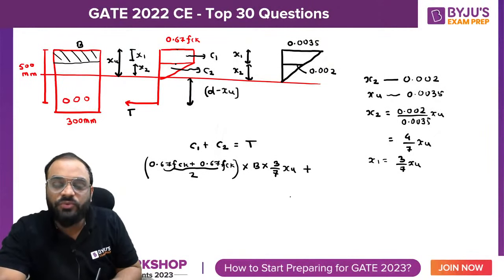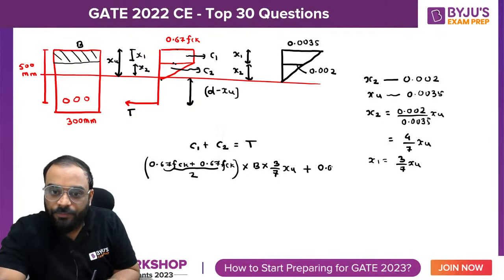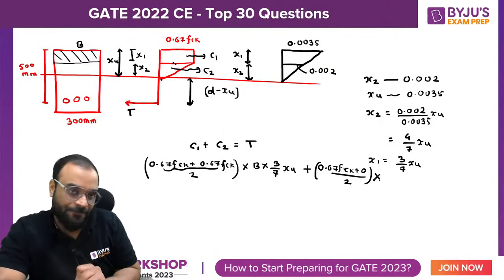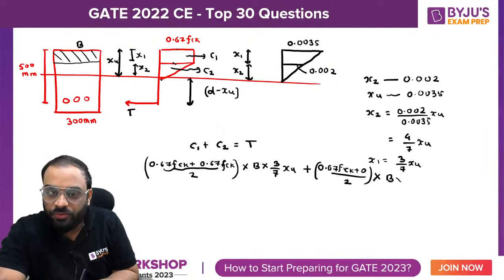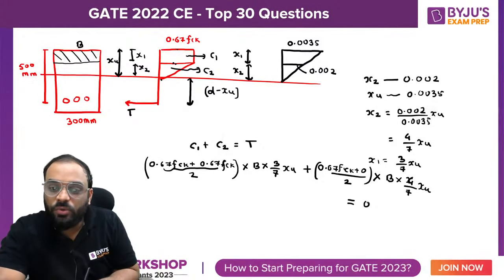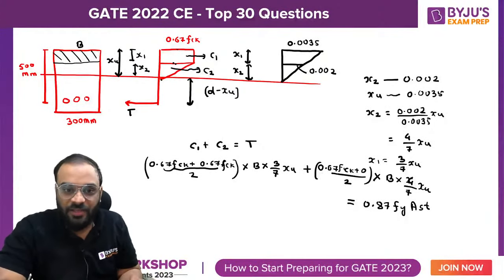Plus what is the C2 force? Again average stress. So the average will be 0.67 FCK plus 0 divided by 2 in brackets, multiplied by area B into X2. X2 is equal to how much? 4/7, correct? XU. And this is equal to 0.87 FY into A. Now just put all the values to get the answer.